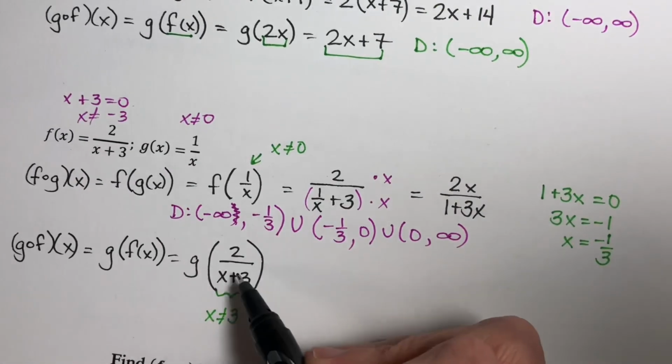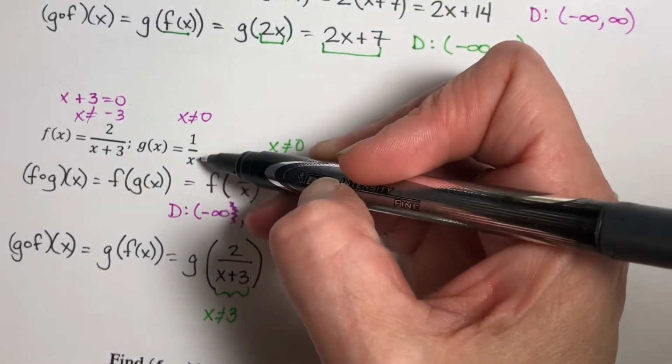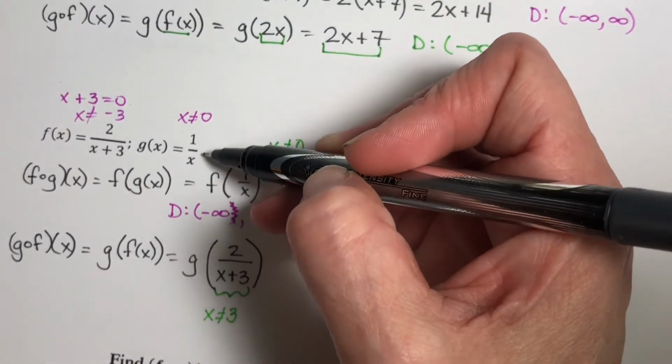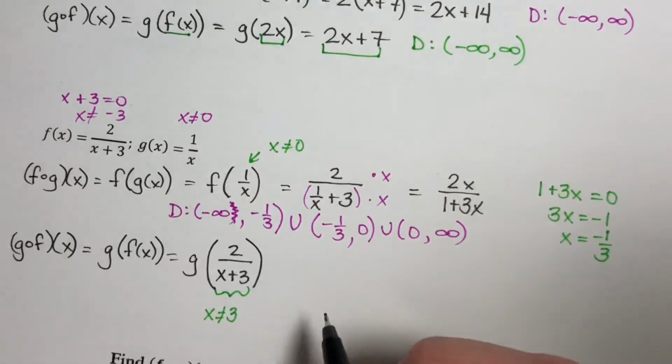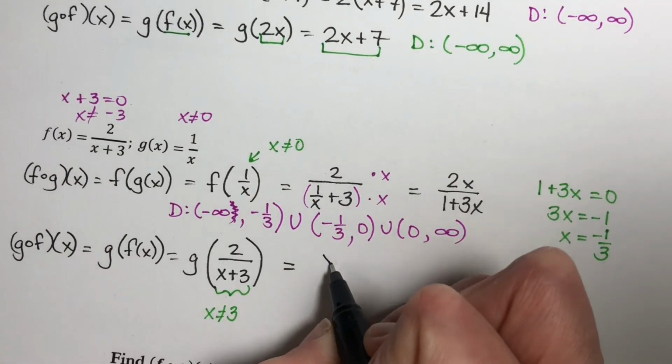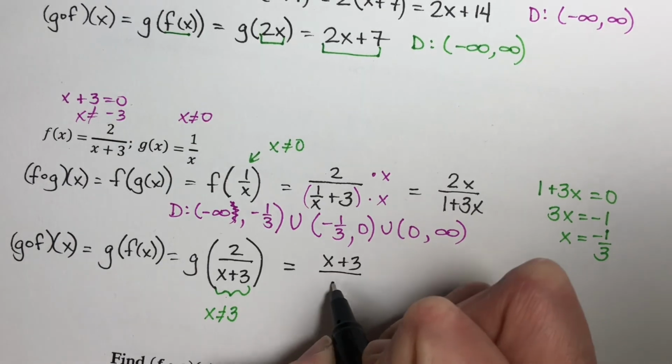Okay, now let's see what we get. Well, this is 1 over x. That's just telling you to take the reciprocal of it, right? It means just flip it upside down. So this is the same thing as x plus 3 over 2.